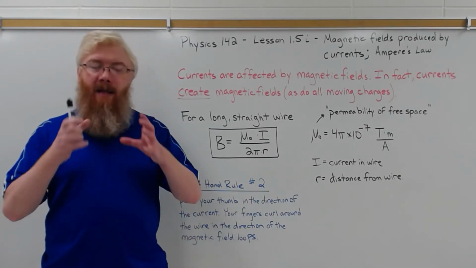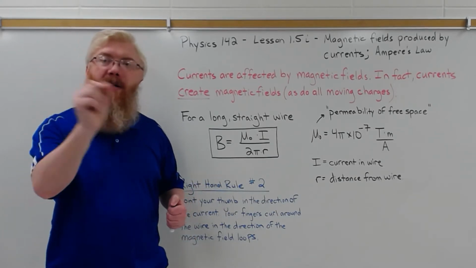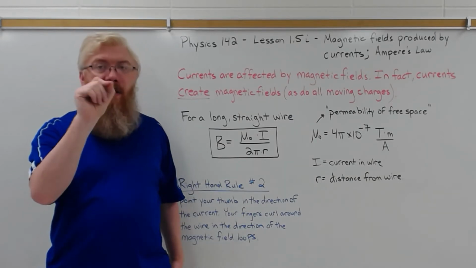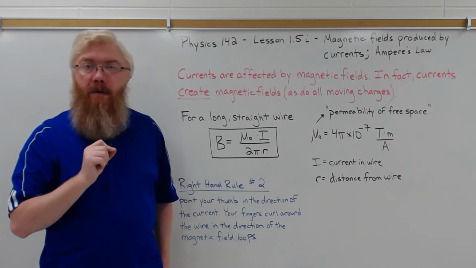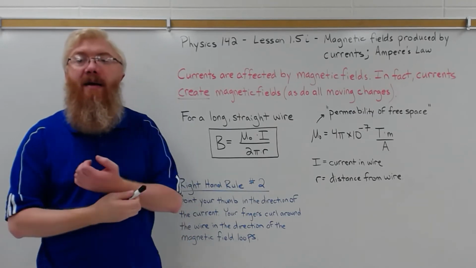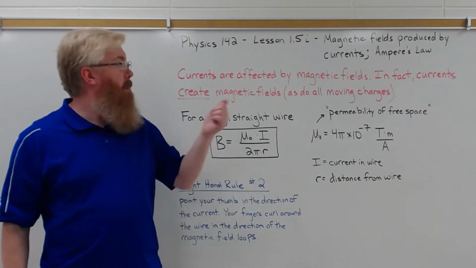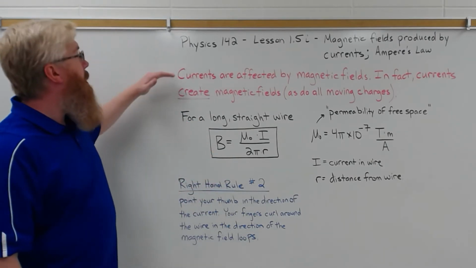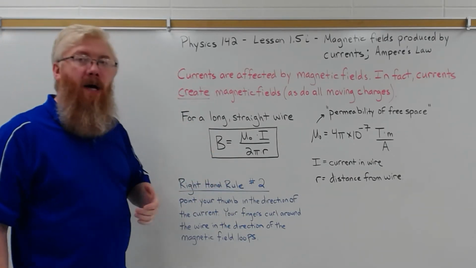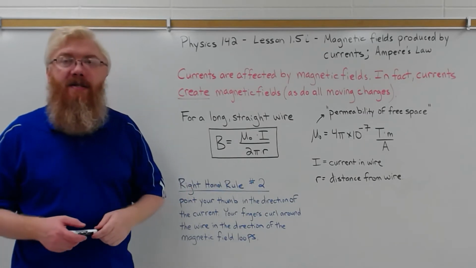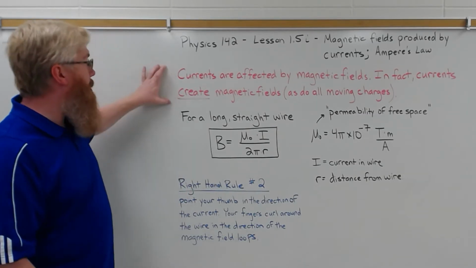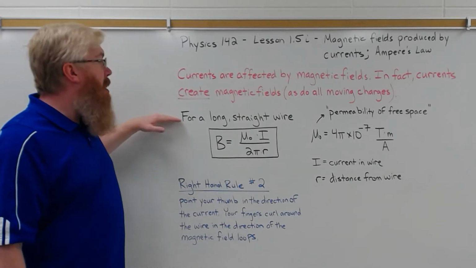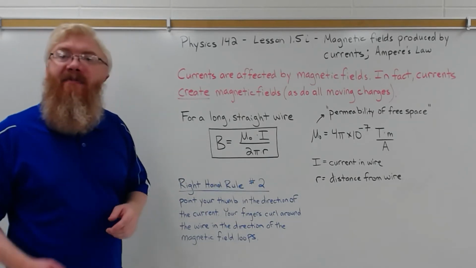And at the atomic level, you can think of the electron spinning around the proton as a little current flowing around the proton, giving the atom a magnetic field. So how do we know how strong a magnetic field is generated when a current flows through a wire? Well, for long, straight wires, we have the following equation.